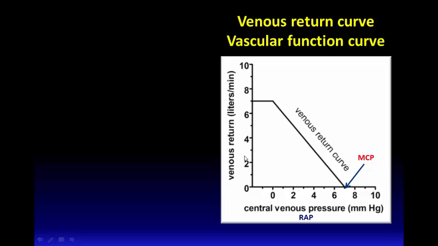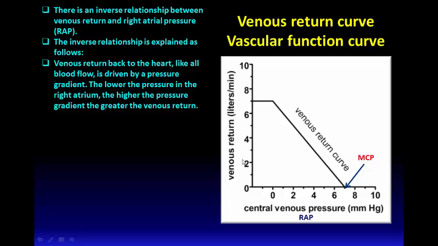From this curve, it is evident that there is an inverse relationship between venous return and right atrial pressure, because as the right atrial pressure decreases, venous return increases, and as the right atrial pressure increases and becomes closer to the mean circulatory pressure, the pressure gradient is decreased and hence the venous return decreases.